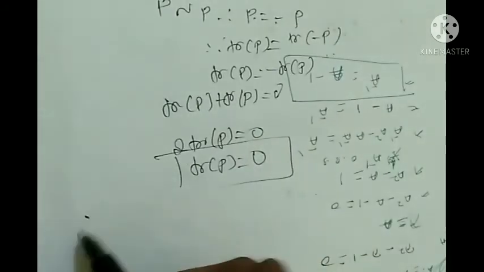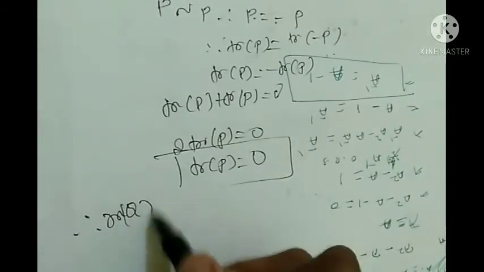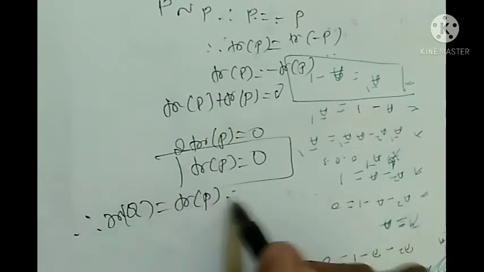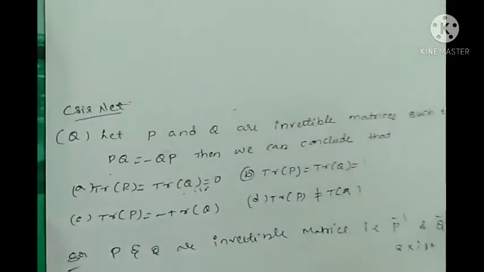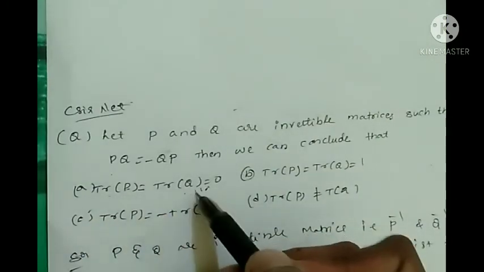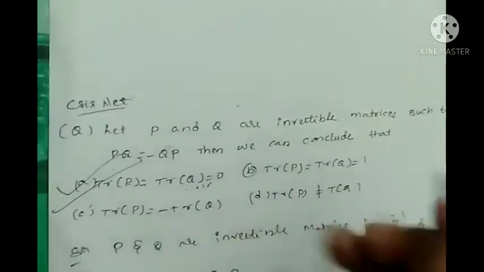We get therefore trace of Q is equal to trace of P is equal to 0. This is the required answer. Therefore the correct option is trace of P is equal to trace of Q is equal to 0. This is the correct option.